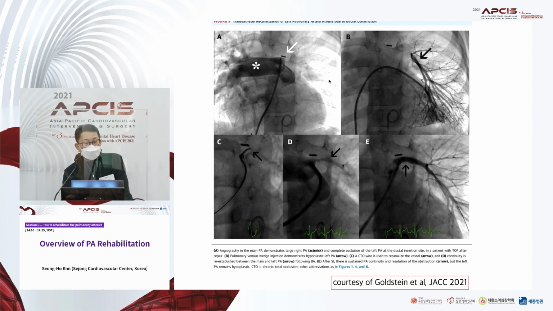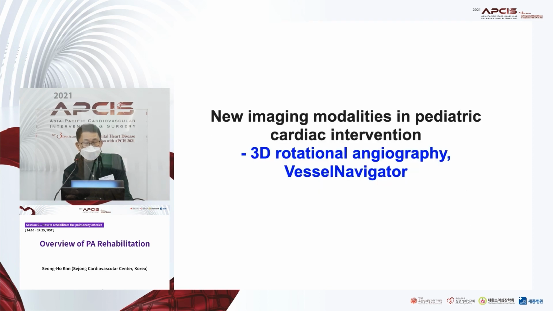Sometimes we encounter a one-artery occlusion. Then we should perform a pulmonary vein wedge angiography to find the native pulmonary artery. Using a CTO wire and a balloon, we can recanalize the vessel like this. So it is a good example of pulmonary rehabilitation.